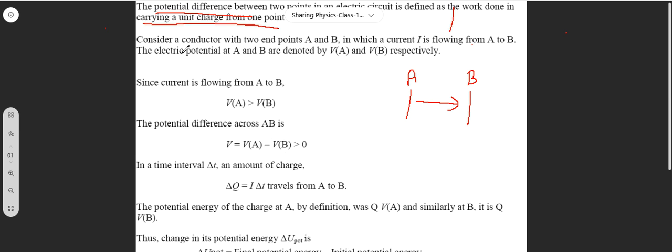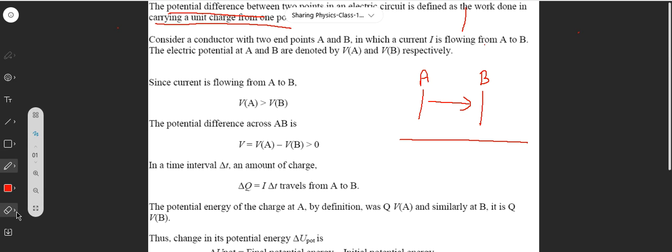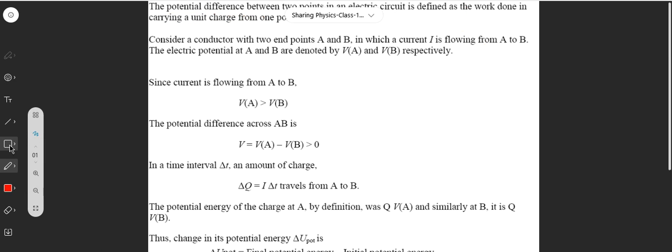Okay, so we are going to consider a conductor with 2 points or 2 ends, A and B. So this is my conductor. For example, if I consider this one as my conductor, I'm going to have a conductor something like this, and the starting and ending points of it are going to be A and B, in which the current I is flowing through it. So the amount of current flowing through that is going to be I.